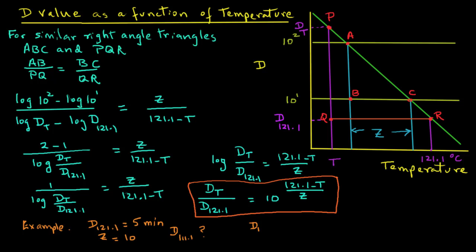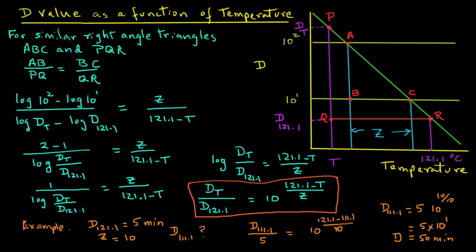Well, we can easily determine that by replacing T with 111.1 in the equation. If we do that, we will get D 111.1 equals 5 times 10 raised to power 10 over 10, and that equals 5 times 10 raised to power 1, or the D value will be 50 minutes. Again, you can check this: the D value should be a higher number at a lower temperature. So the D value will be 50 minutes at 111.1, whereas it will be only 5 minutes at 121.1, as we can also observe from the plot.